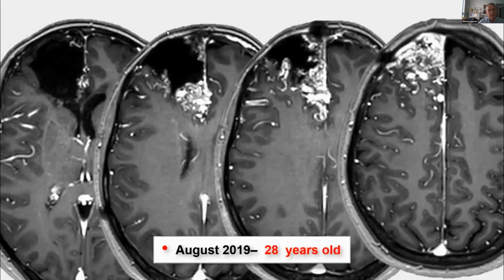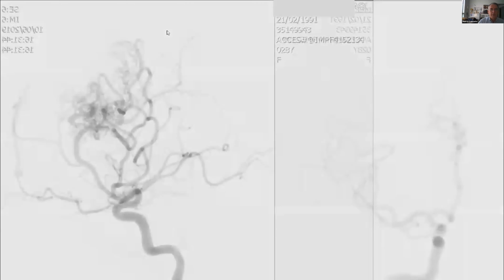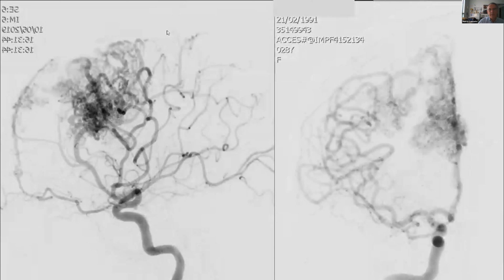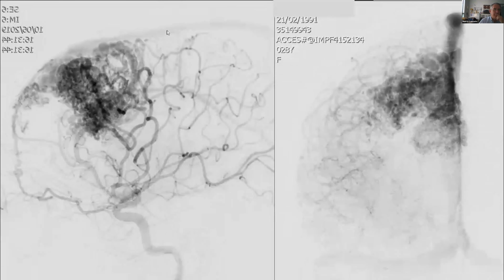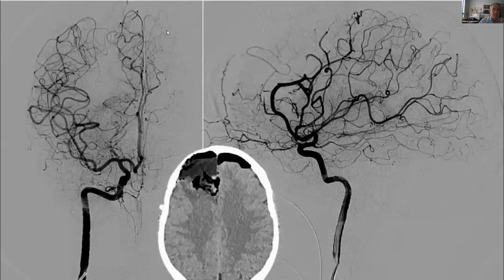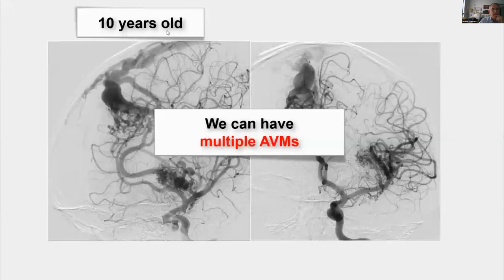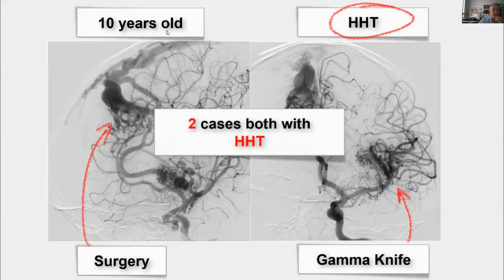But then 19 years after, when the patient was 28, she came with this AVM. So it was a recurrence. You see here how big it was, and this was an AVM that apparently had been completely removed by surgery, but in the end she came with this AVM that had to be operated again, and this is the final outcome. This is not such a big deal.